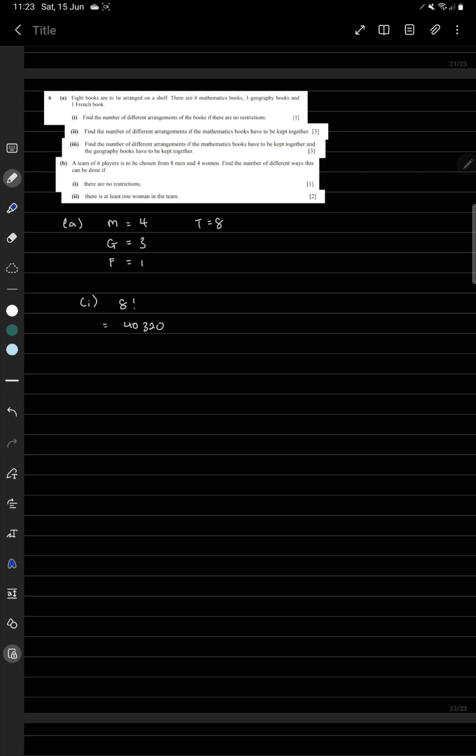Now, note that we are not going to divide this by 4 factorial or 3 factorial because these are books. Not all books are the same. The only time that we're going to divide this is when we have either blank spaces, numbers, or letters. Those are duplicates that we can divide.